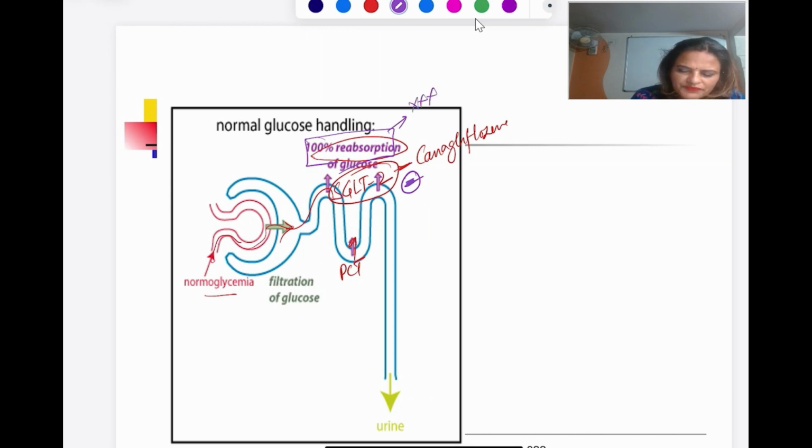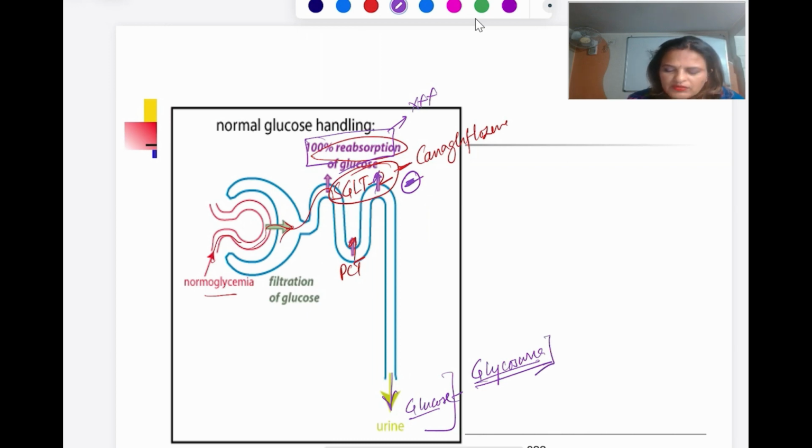Moreover, in a diabetic patient, the amount of glucose which is filtered is more. So if this glucose is not reabsorbed, then where will it go? It will go into the urine, and ultimately it leads to glycosuria. Along with glycosuria, there will be loss of sodium. So ultimately, what will be the side effect of this drug?